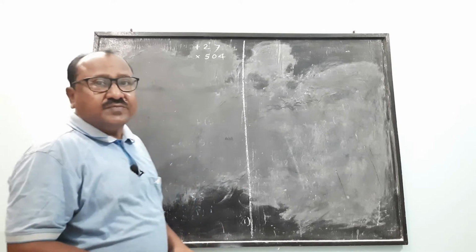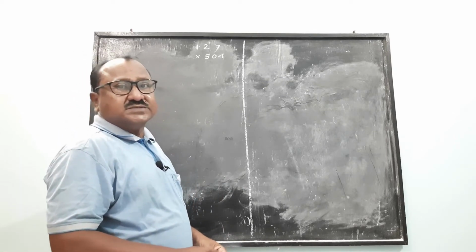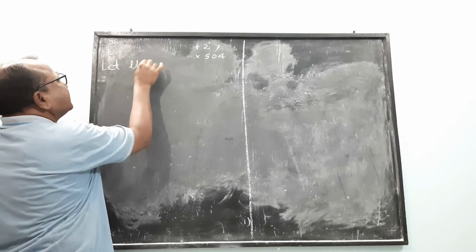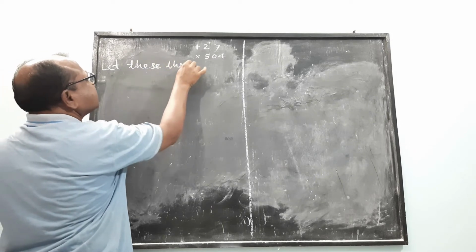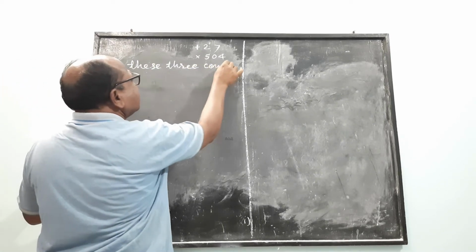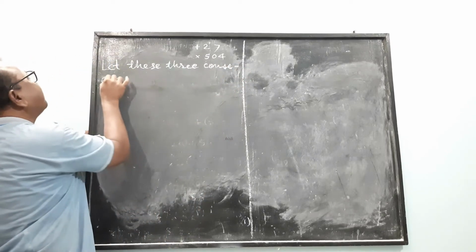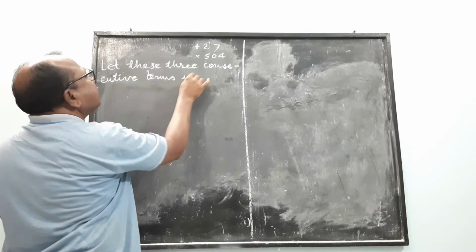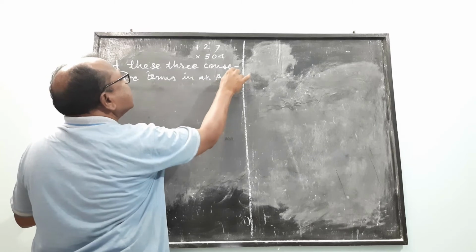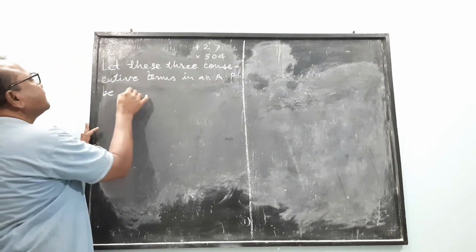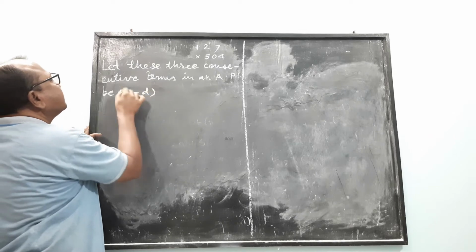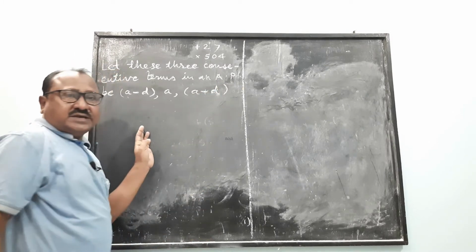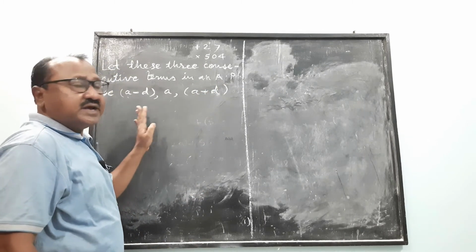So first of all we have to consider these three consecutive terms in an AP. So let us consider, let these three consecutive terms in an AP be A minus D, comma A, comma A plus D. These are the three consecutive terms in an AP.